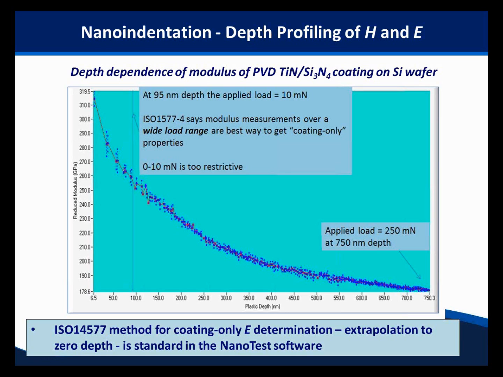So because of the large modulus mismatch between these two materials and the far field effect in the elastic stress field, what the indentation standard ISO 14577 says to get around this is it's better to extrapolate the values over a range of loads and extrapolate those values to 0 depth to obtain a truer value of mechanical properties. And indeed you can do that in the NanoTest software as a standard feature.